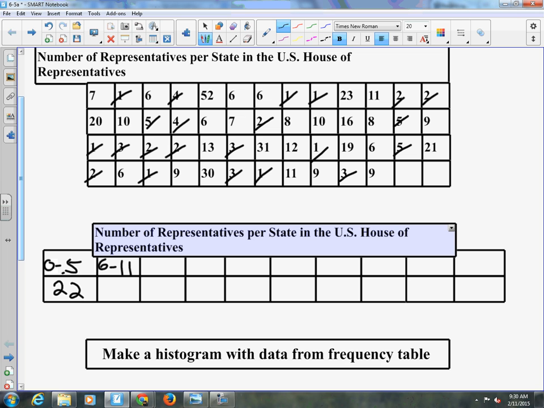Why don't I just make it easy and go 6 to 10? I'm going up by 5s. I have groups of 5. 0 to 5 is 5. 6 to 11 is 5. These are intervals. 0 to 5 is an interval. 6 to 11 is an interval. What do you think my next interval will be? Yeah. 12 to 17. What do you think my next interval after that will be?